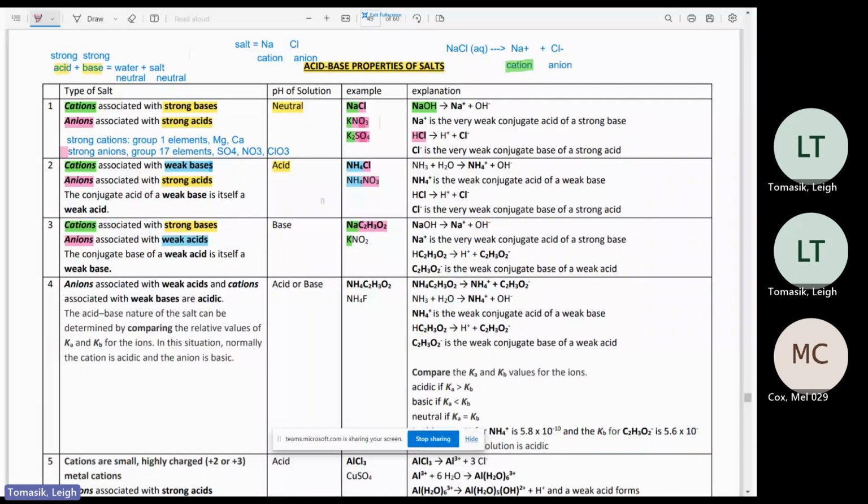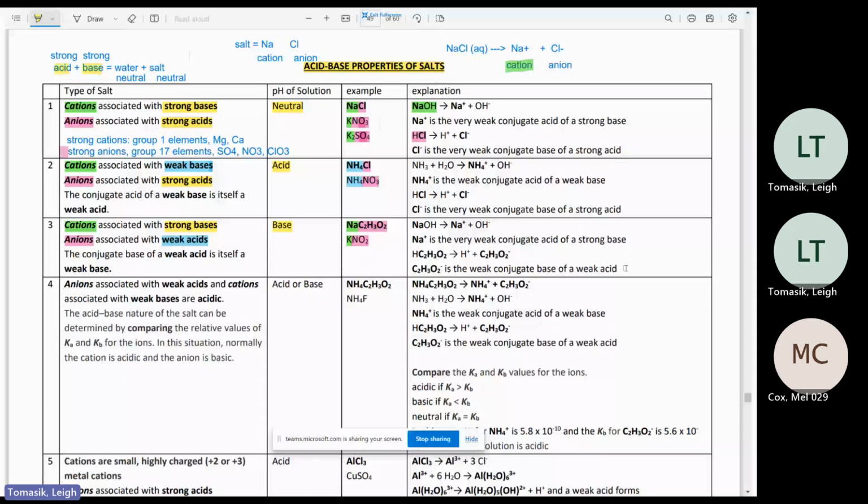Here we have NO2. Be very careful. NO2 is from a weak acid. NO3 is from a strong acid. So you just can't look and say, oh, it has nitrogen and oxygen, that's a strong acid. No, these are different. The difference in the number of O's is the difference between a strong acid and a weak acid. Logically, if the base part is strong and the acid part is weak, it should be basic, because Na plus is the very weak conjugate acid of a strong base, and C2H3O2 minus is the weak conjugate base of a weak acid.